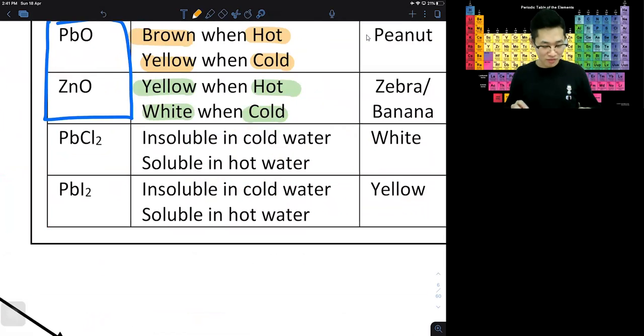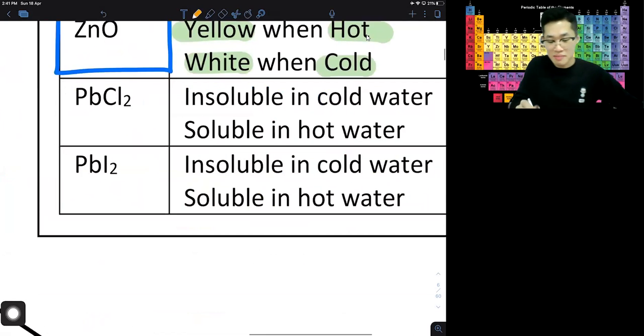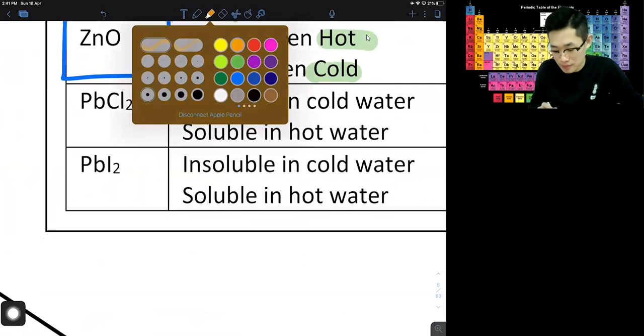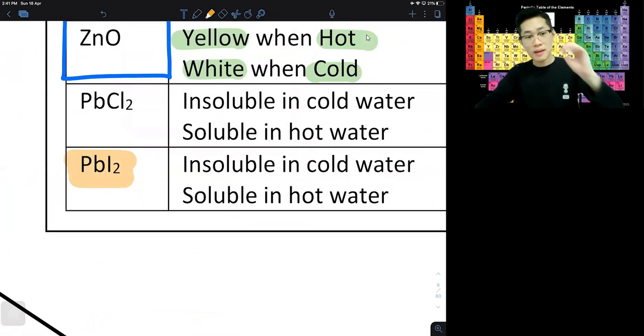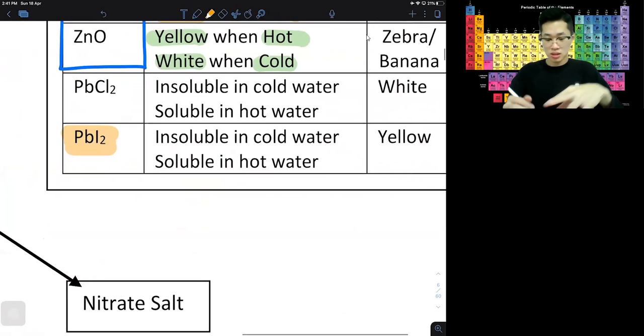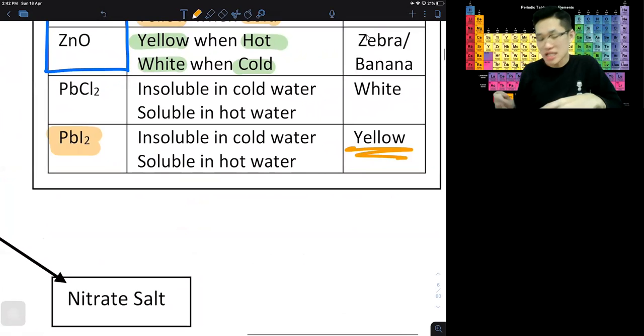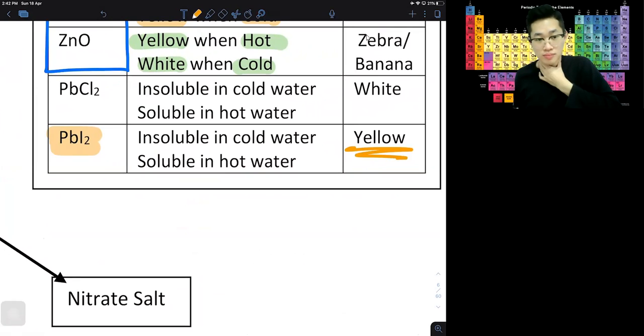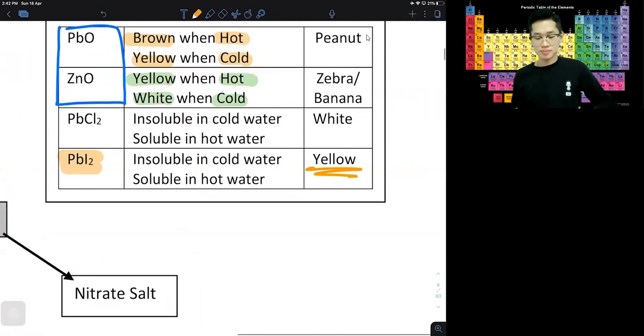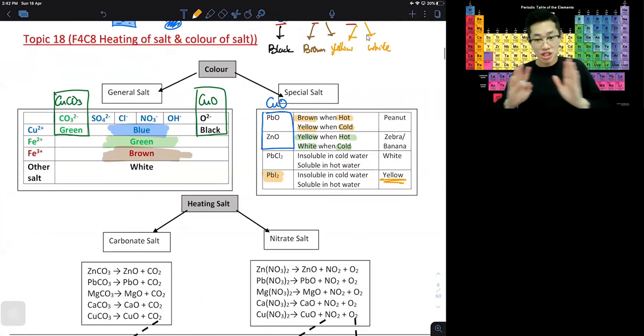Before we do the next part, please remember that PbI2 is yellow in color. PbI2 is yellow. Finish.